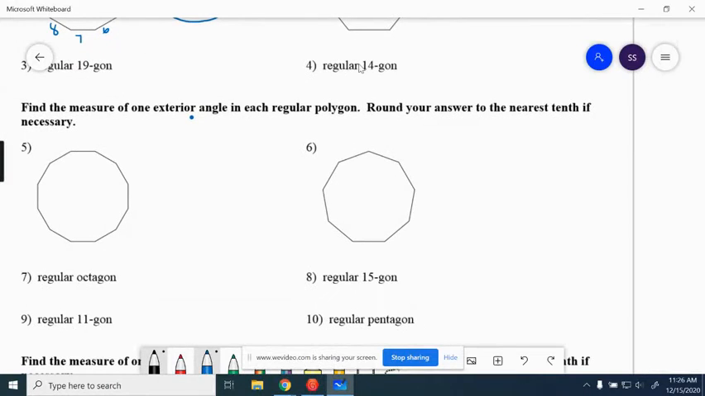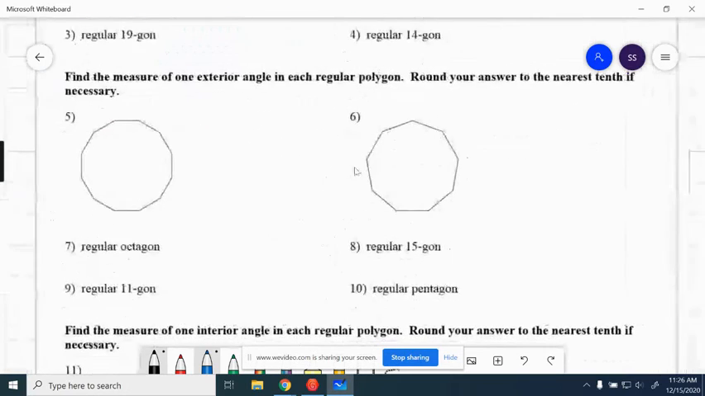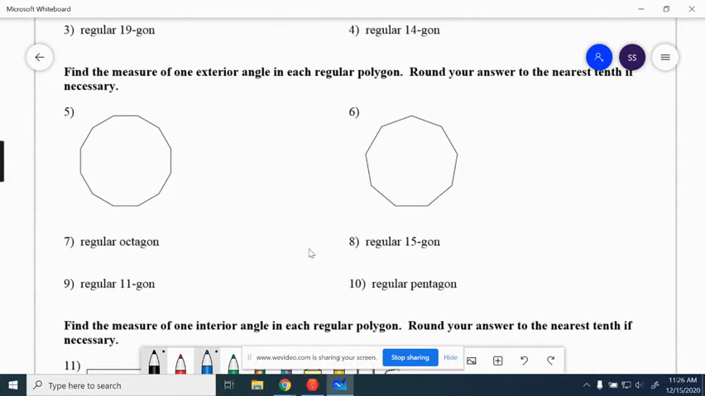All right, for 5 through 10, we're finding one exterior angle. Okay, exterior angle. There we go. If we're looking for exterior angle, we need to be using this formula here, which is just simply count up the sides, get your n, and do 360 divided by that number. So the first one here looks pretty similar to the first one. 1, 2, 3, 4, 5, 6, 7, 8, 9, 10, 11. Okay, it is 12. So this one's just going to be 360 divided by 12, which is 30.